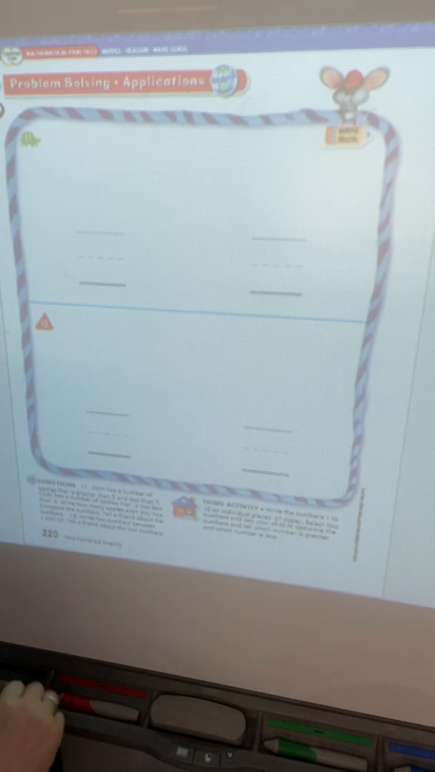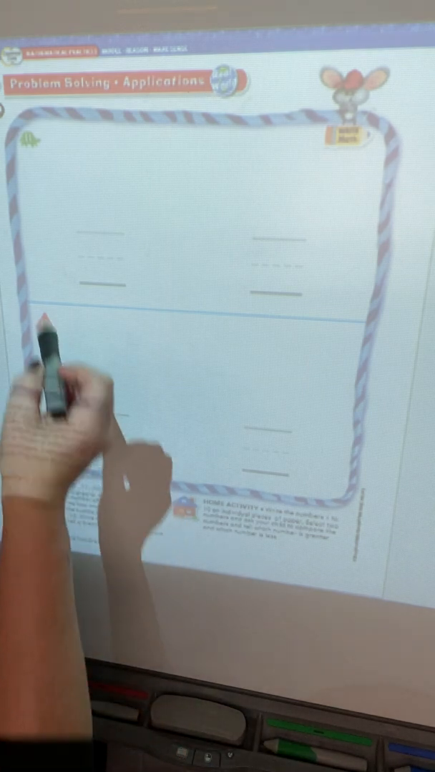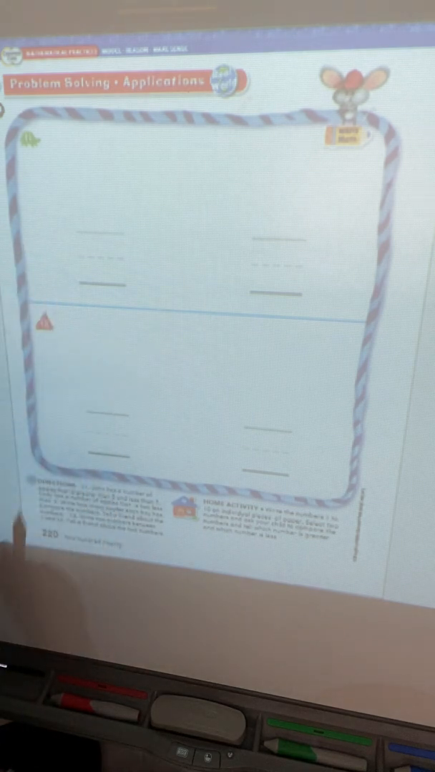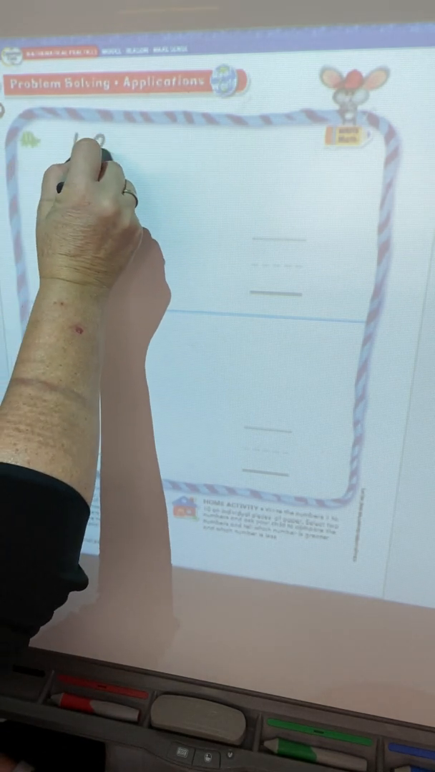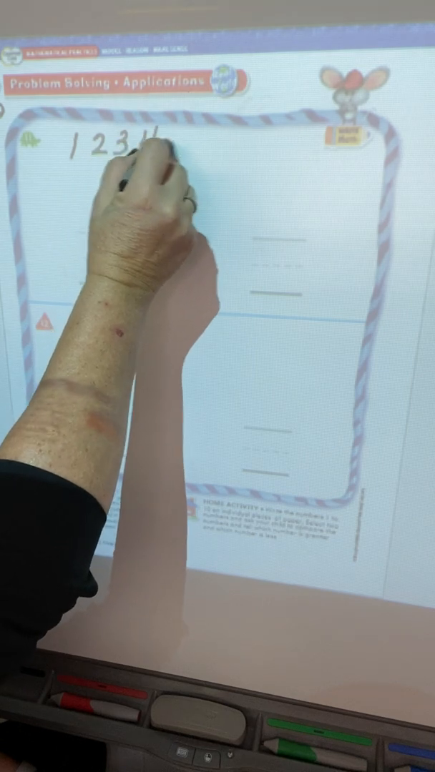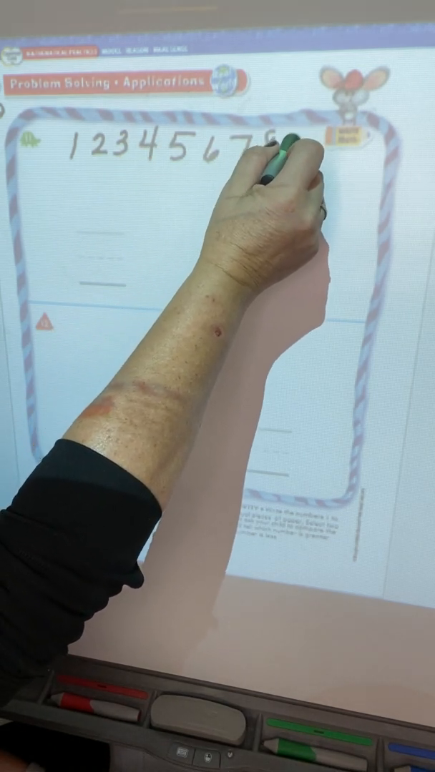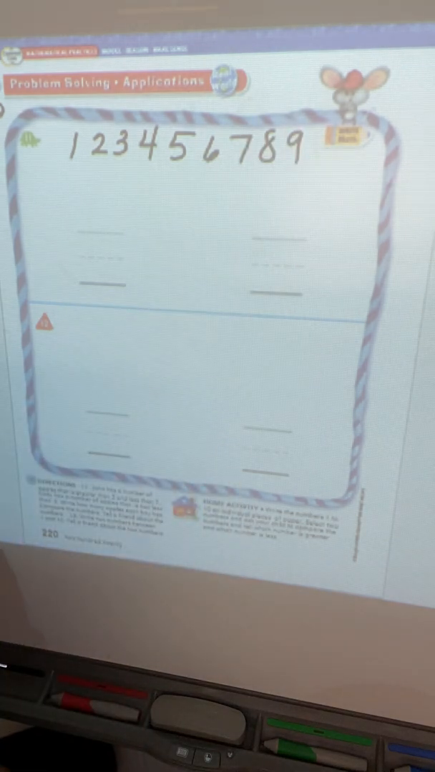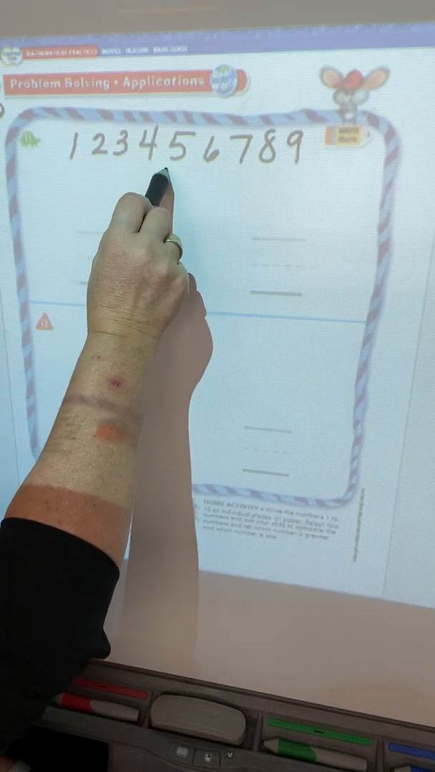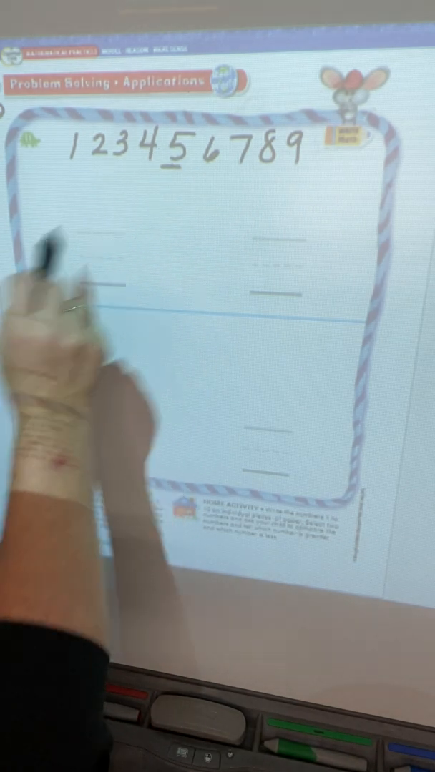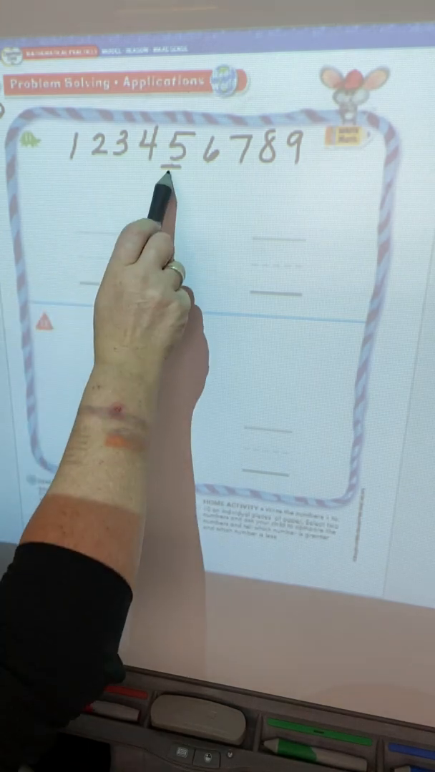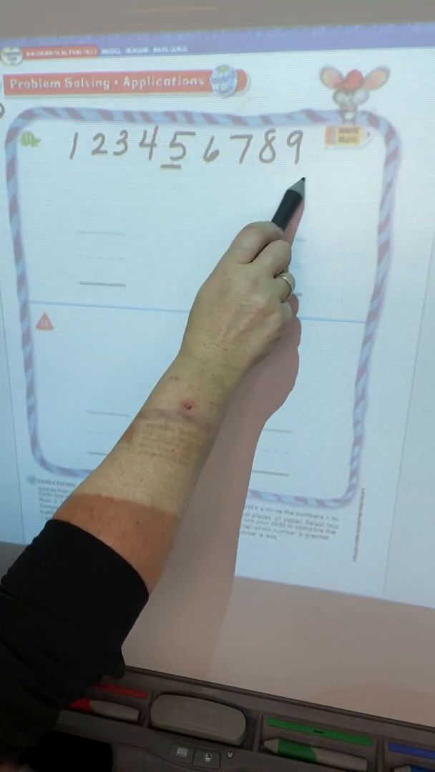Okay, let's see. I think a number line is going to help me. So I'm going to just write from 1, 2, 3, 4, 5, 6, 7, 8, 9. I'm just going to go up to 9. I need a number line. Okay, so John has a number of apples that's greater than 5. So we're starting at 5. So it's greater than 5. So it could be 6 or 7 or 8 or 9.